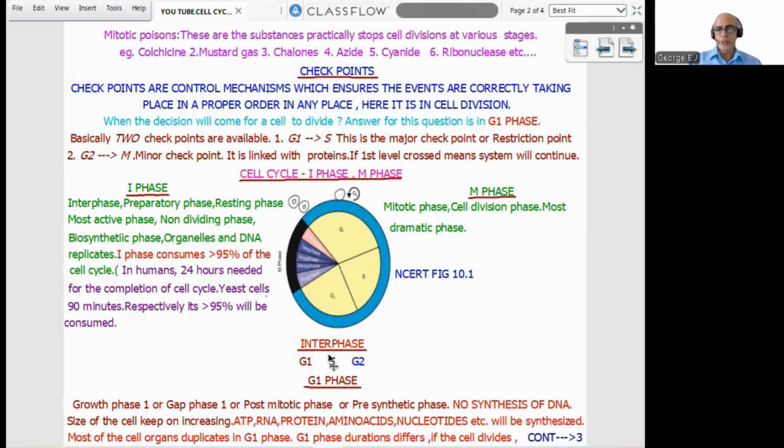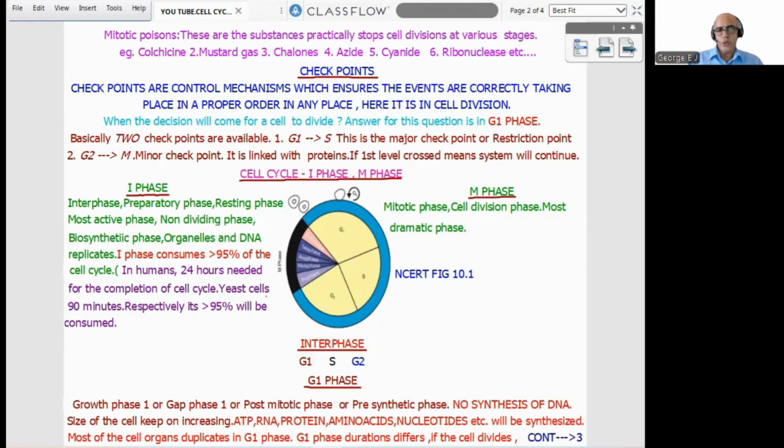Interphase is broadly divided into three phases: G1, S, G2. And the first phase is the G1 phase. Many synonyms will be there: growth phase 1, gap phase 1, post-mitotic phase, or pre-synthetic phase. Before and after, that way.